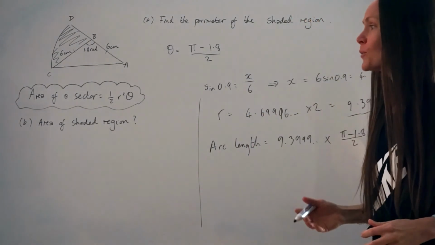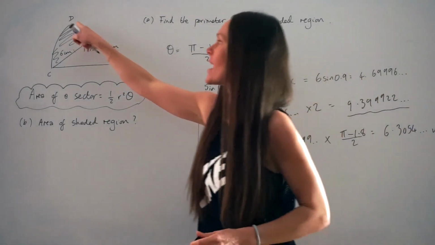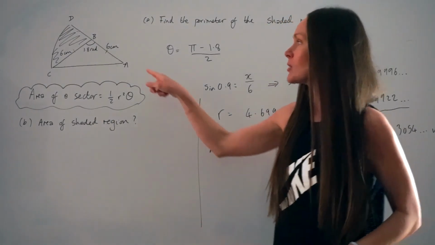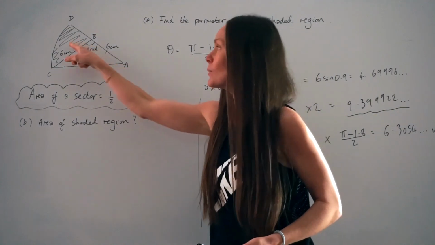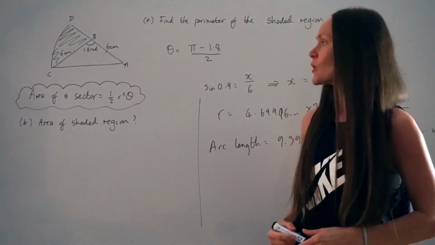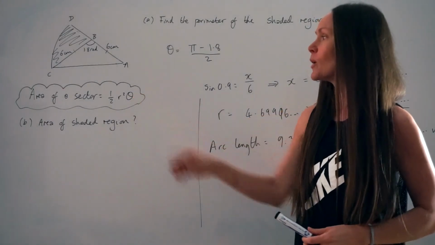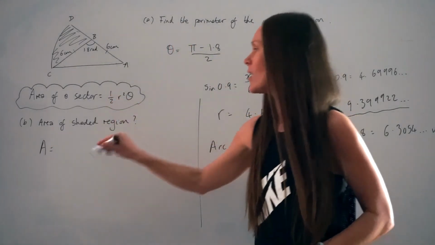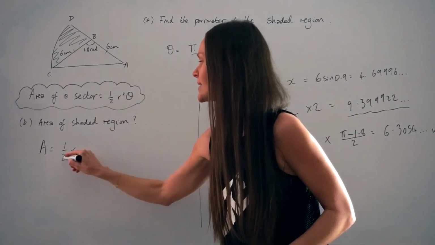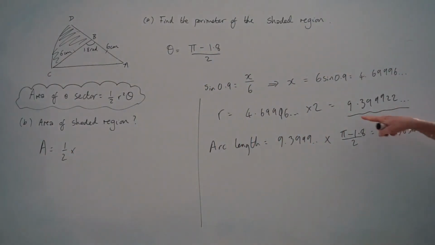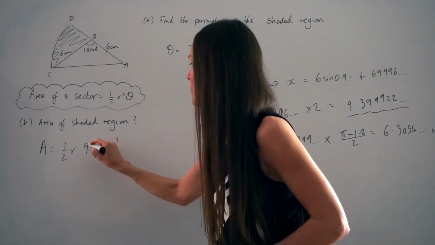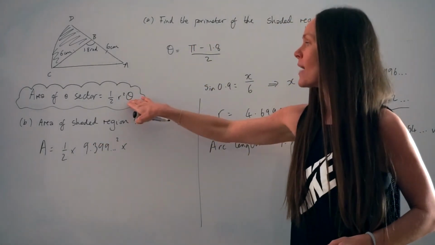So in part B, we have to work out the area of the shaded region. Okay, so the area of this region here. To do that, I'm going to work out the area of the sector, and then I'm going to subtract the area of the triangle, as that will leave me with the area of the shaded region. I'm going to use this formula here to work out the area of the sector. So we have to multiply a half with the radius squared, and we worked out the radius at the beginning. Remember the radius was 9.3999 and so on. So I have to multiply by that number squared.